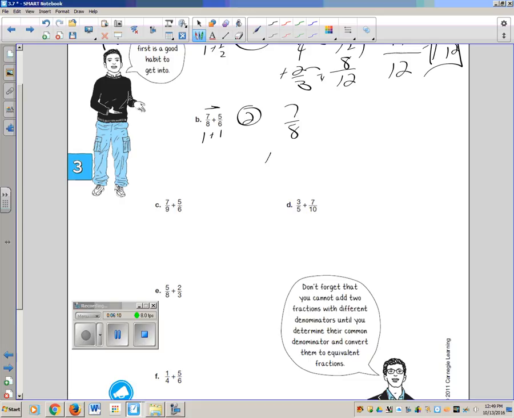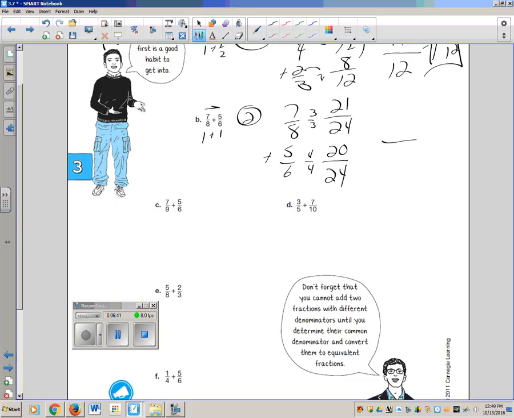7/8 plus 5/6. Common denominator. 48 works. There is a smaller one. You can't think that it's 24. 48 would work. I'm going to use 24. Starting on the top this time. 8 times 3 is 24. 7 times 3 is 21. 6 times 4 is 24. 5 times 4 is 20.